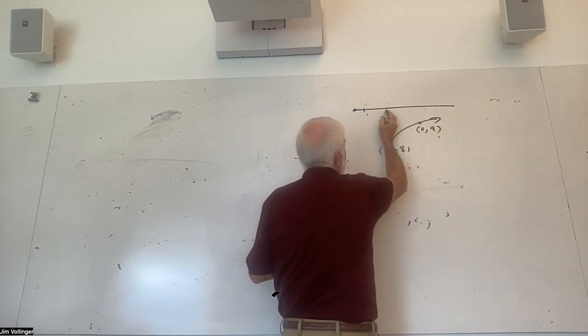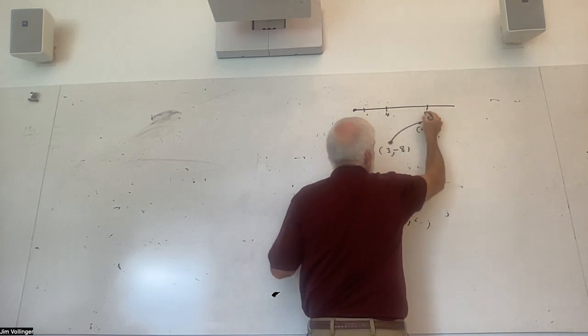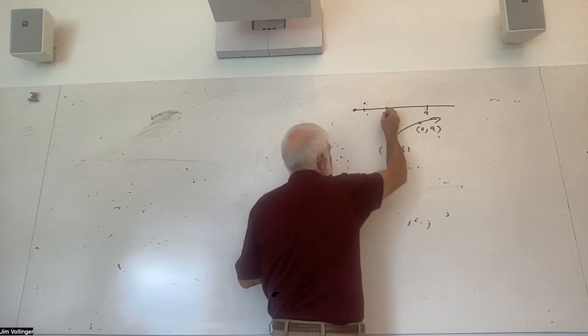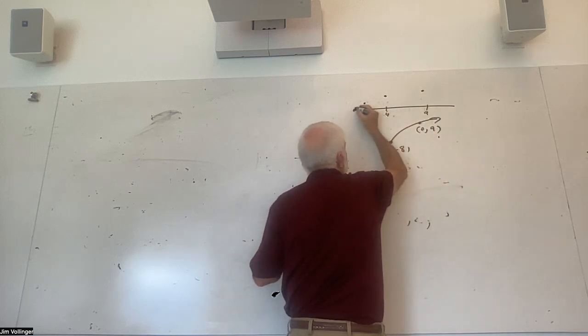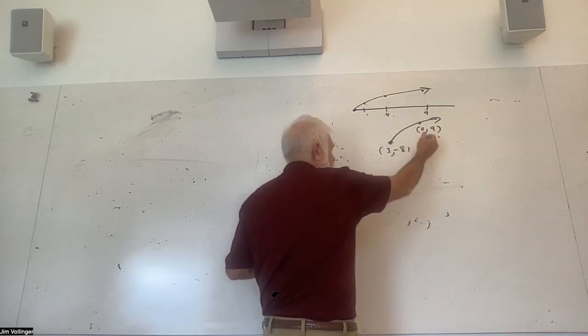1, that's 1 unit, 4 might be here. If that's 4 units, 9 might be here. What's the square root of 0? 0. What's the square root of 1? 1. What's the square root of 4? 2. What's the square root of 9? 3. Hopefully you can see that slow growth. All right, so we have some growth here.